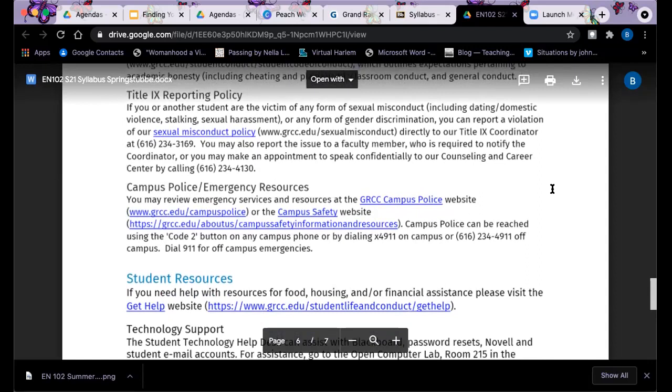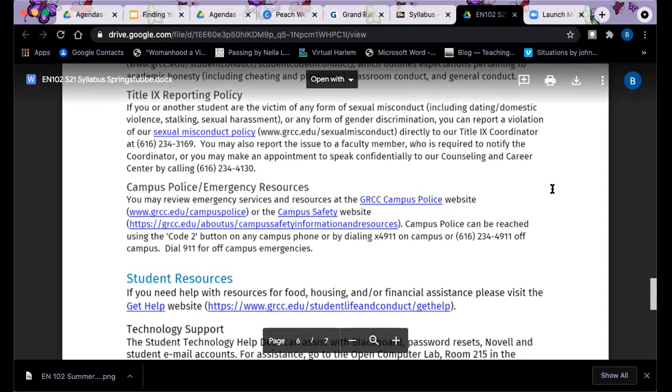Title IX reporting policy: if you or another student are the victim of any form of sexual misconduct or any form of gender discrimination, you can report a violation of our sexual misconduct policy directly to the Title IX coordinator. You can also talk to me or any other faculty member, and we are then required to report.